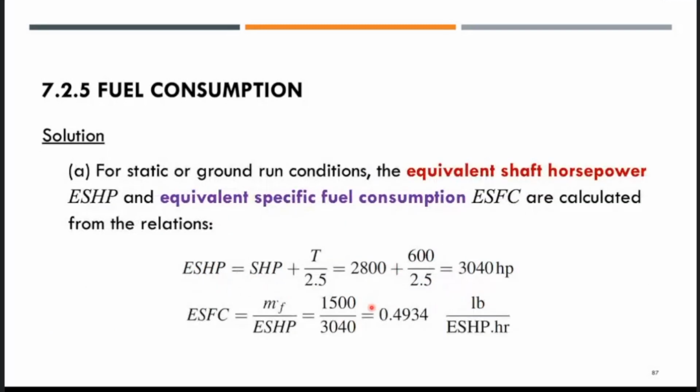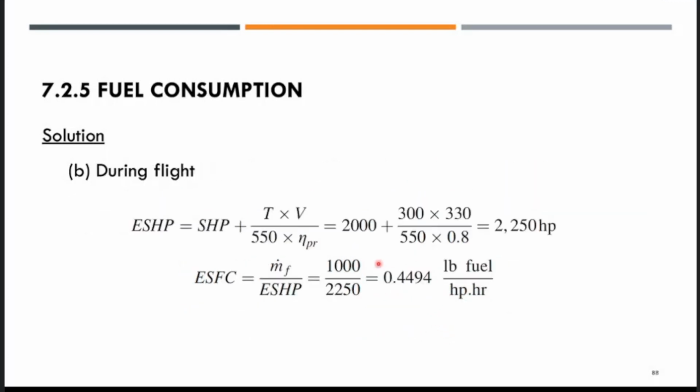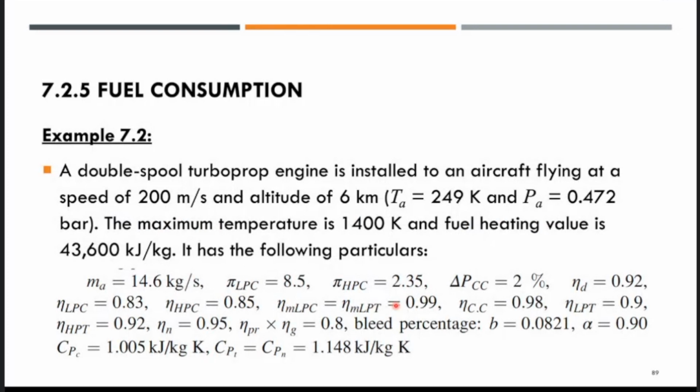Okay, you can see here, it is not that different. For static condition, it is 0.4934. For during flight, it is 0.449 for equivalent specific fuel consumption. Because you consume more fuel for takeoff or at static condition compared to during cruising at flight. Let us go into another example.